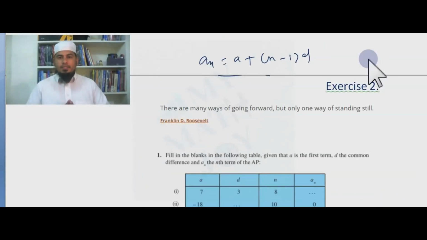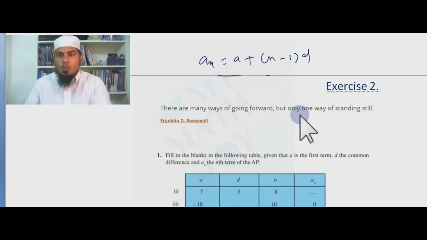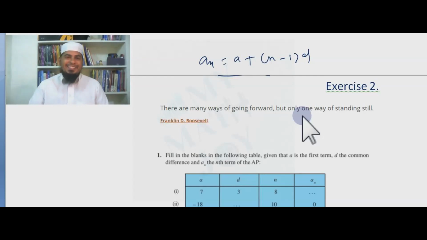Welcome to my digital class. In this video lesson we are progressing to learn arithmetic progression. So there is a Franklin D. Roosevelt proverb written on the whiteboard. There are many ways of going forward, but only one way of standing still. Very nice proverb. I liked it very much, so I brought that proverb in front of you.